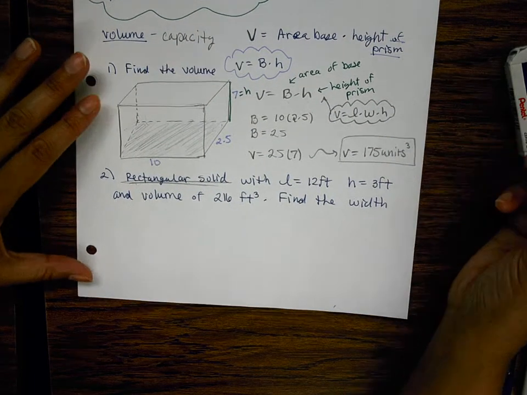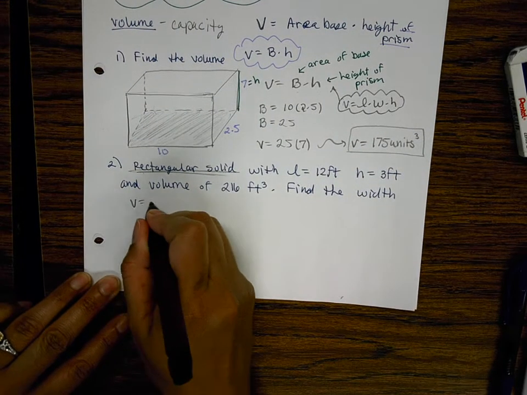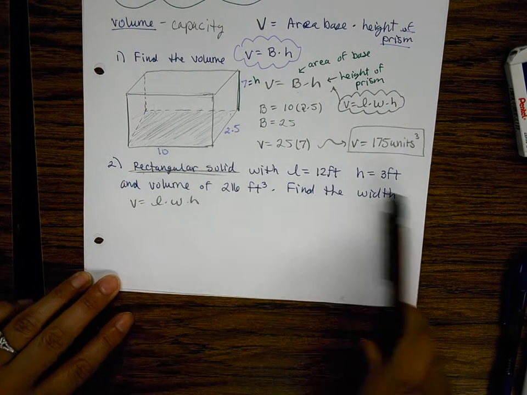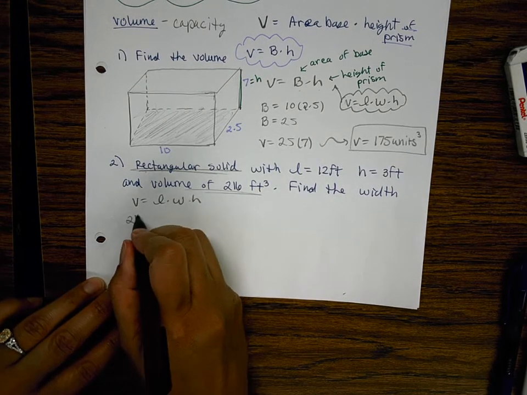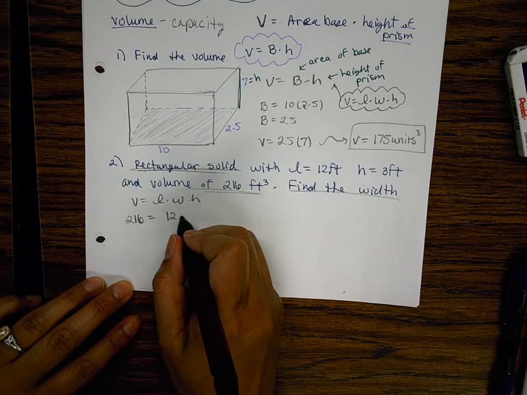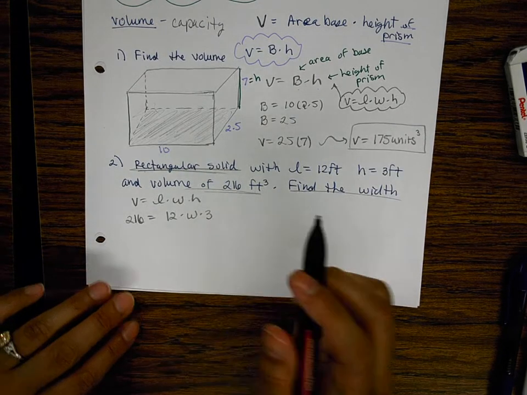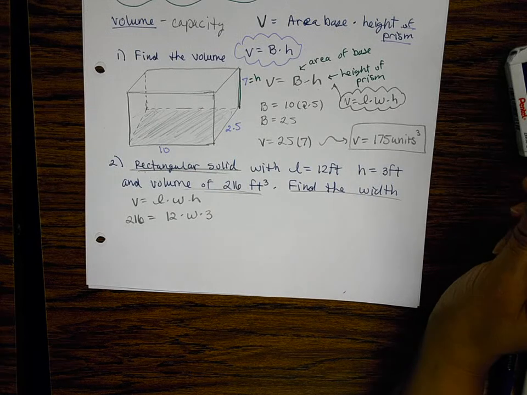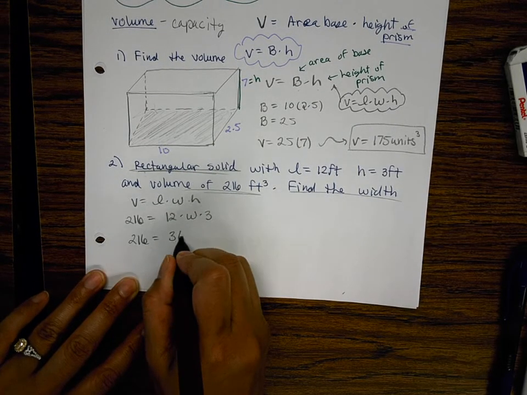Okay, so I'm going to do that here. I'm going to use that formula. Volume equals length times width times height, and plug in what I know. Volume is 216. Length is 12. Width is what I'm looking for. And height is 3. So 12 times 3 is 36. So I have 216 equals 36W.